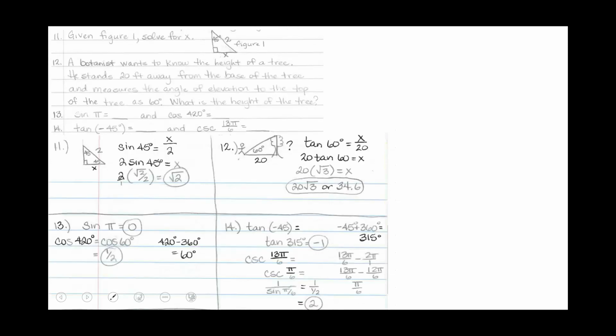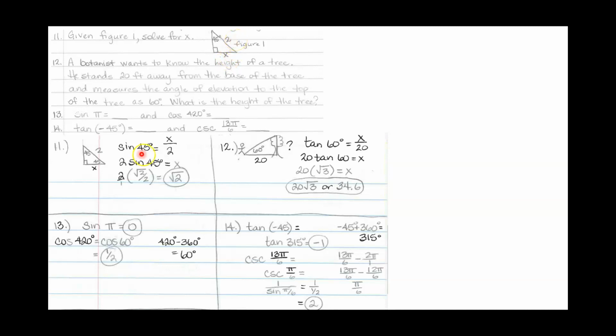All right, then for number 11, they gave us a figure and they asked us to find this missing side over here. Now, if you'll notice, I know the 45-degree angle, I'm looking for what's opposite, and I know the hypotenuse. So opposite over hypotenuse is sine, so I'm going to say sine of 45 is equal to opposite x over hypotenuse 2.